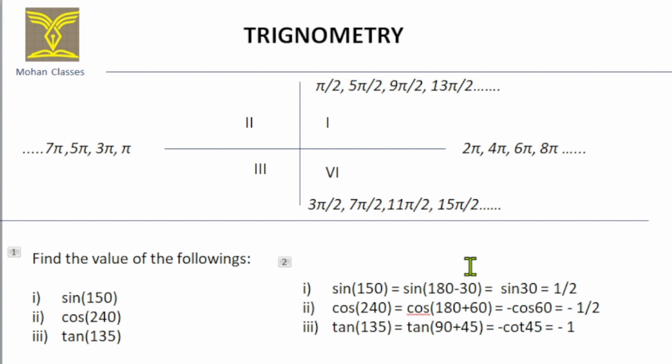One more thing here: sine 150 we can also write in the form of sine 90 plus 60. Sine 90 plus 60 means cos 60. What is the value of cos 60? The value will not change, half only you will get. You can check that.